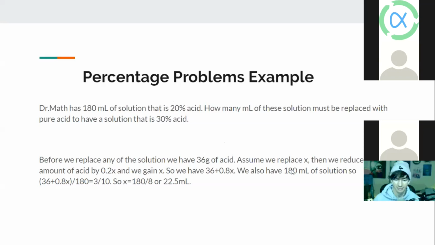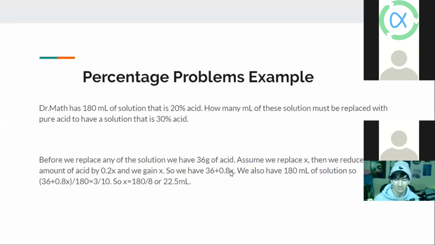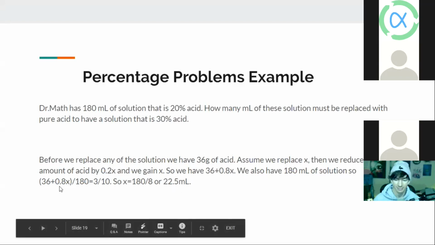And if we assume we replace x milliliters of the solution, then we reduce the amount of acid by 0.2x, and we gain x grams of acid. So we have 36 plus 0.8x, because minus 0.2x plus x. And we also have 180 milliliters of solution. So it's going to be 36 plus 0.8x over 180, which is going to be equal to 3 over 10, since it's 30% acid. So we get x is equal to 180 over 8, or 22.5 milliliters. So that's how much we replace.